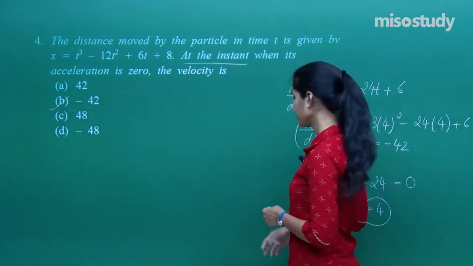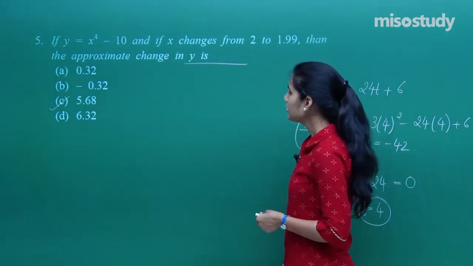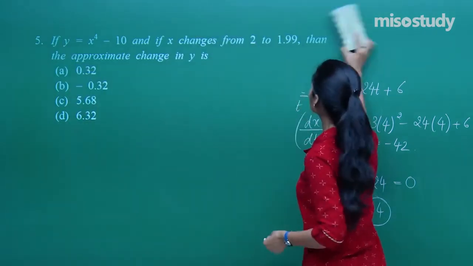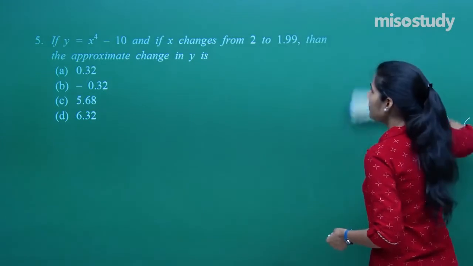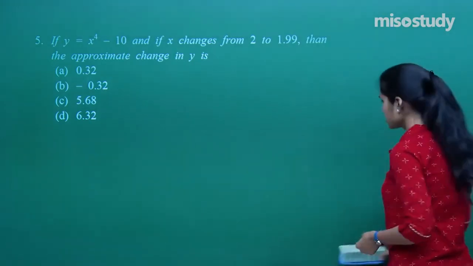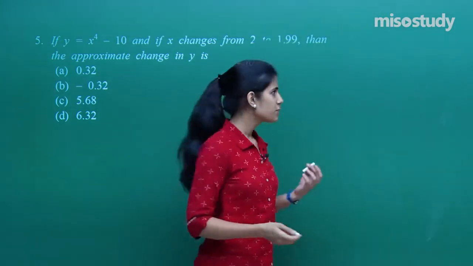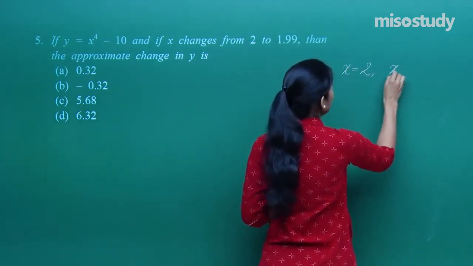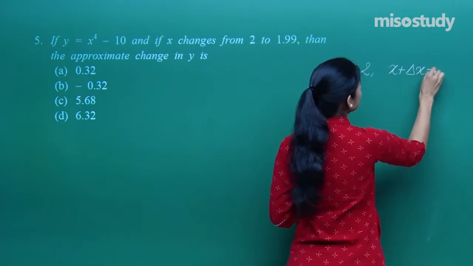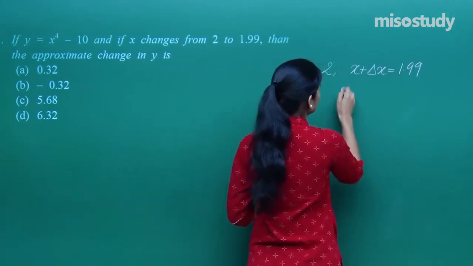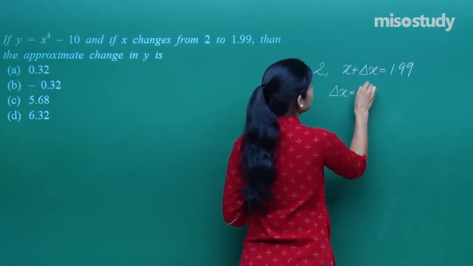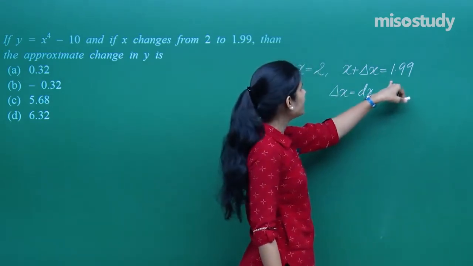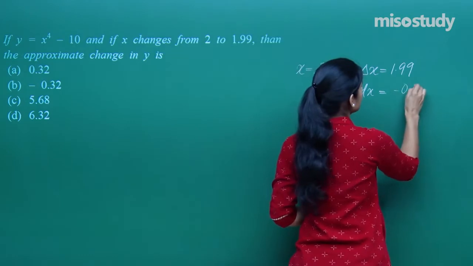Easy enough. Next we have, if y is x to the power 4 minus 10 and if x changes from 2 to 1.99, then the approximate change in y is what? Okay, so this is pretty direct. What is it trying to say? It is saying that the initial value of x is 2 and the final value is 1.99. So clearly the change, which you take as dx, is 1.99 minus 2, which is minus 0.01.